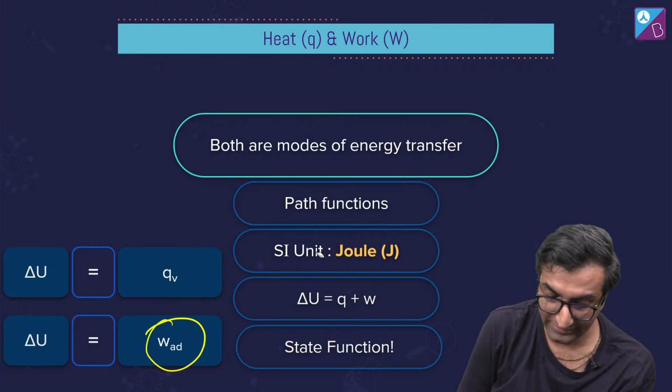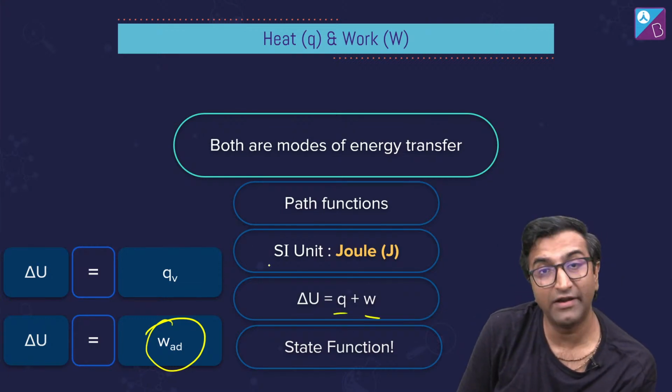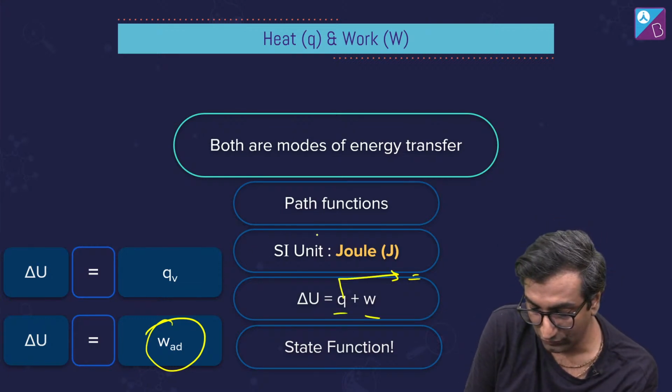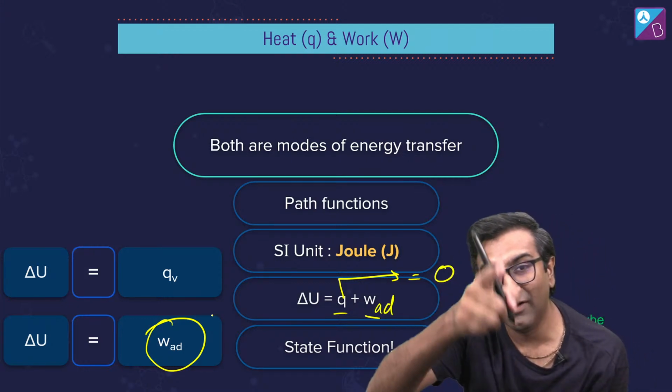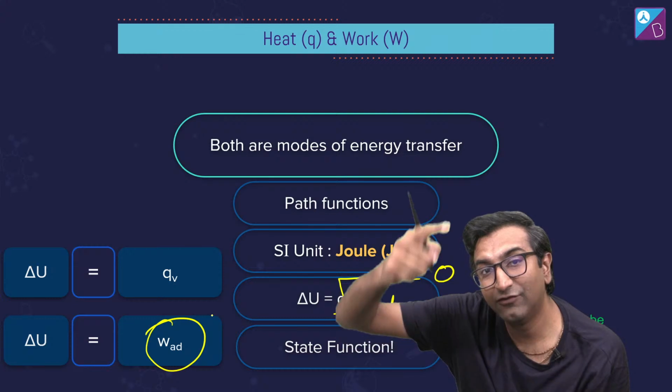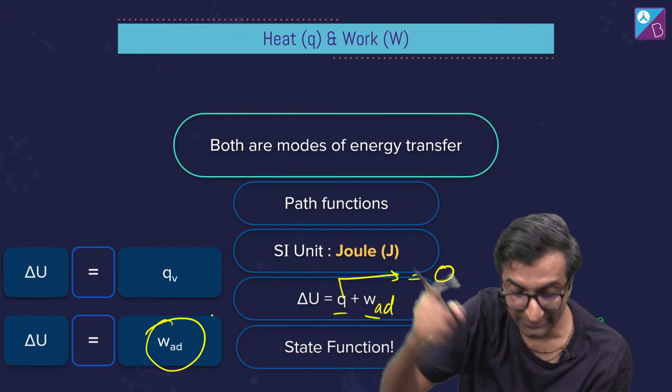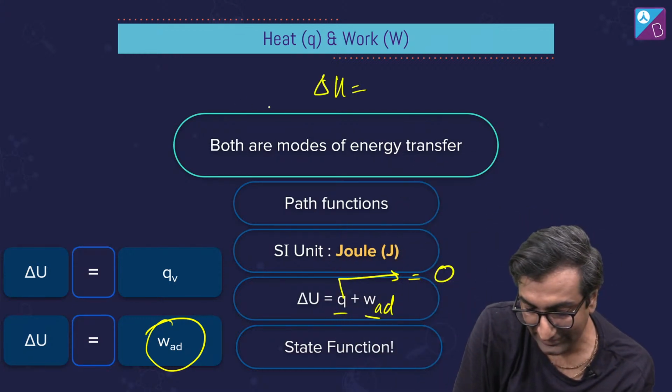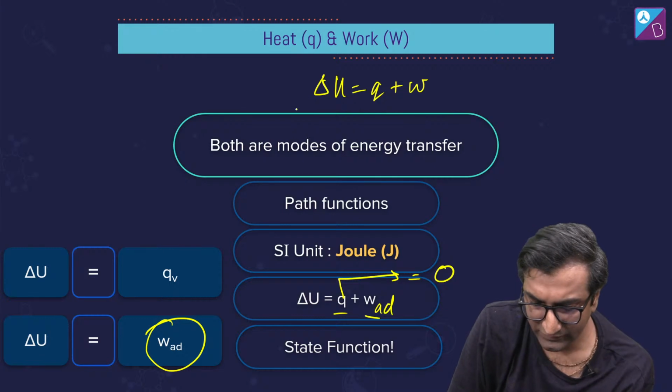See, if I write delta U as Q plus W, what is adiabatic? Adiabatic means Q equal to 0. If I put Q equal to 0, this becomes W adiabatic. Hence, work done adiabatically is going to be the same as change in internal energy. Similarly, you will say that delta U is Q plus W.